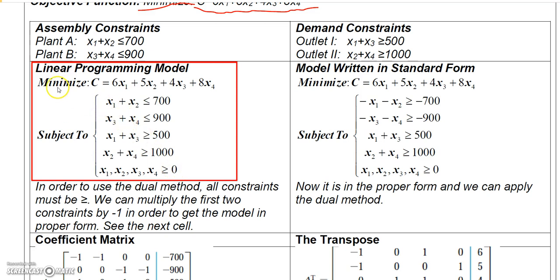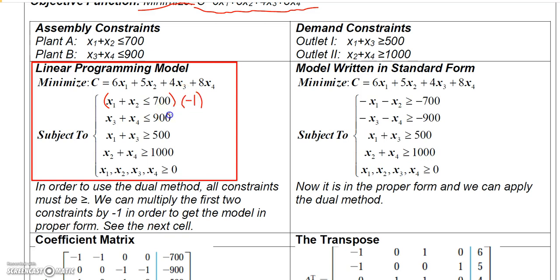Now, this is a minimization problem, but all the constraints are not going in the same direction. Remember, with minimization, we want the constraints to be all greater than or equal to. But this is minimization, and the first 2 constraints are less than or equal to. The last 2 constraints are okay, but the first 2 are going the wrong way. So what we could do there is, if you multiply an inequality by a negative number, remember it reverses the direction of the inequality.